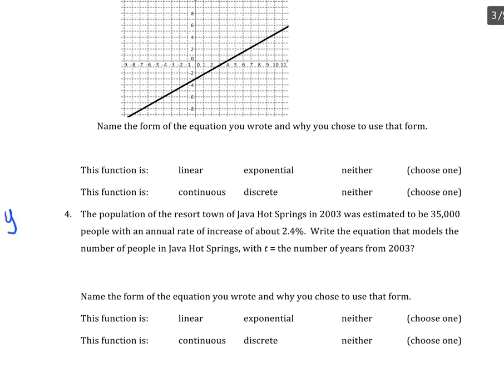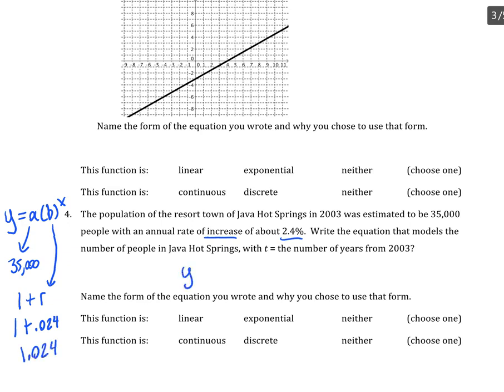So we know we're using the form y equals a times b to the x power. A is the starting value, so in this case that's 35,000. And b is the growth ratio. When we have a percentage, we want to use 1 plus or minus r for b when it's based off a percentage. And in this case, we specifically want to use 1 plus r because it's increasing. So 1 plus 0.024, which is 2.4% as a decimal, is 1.024.